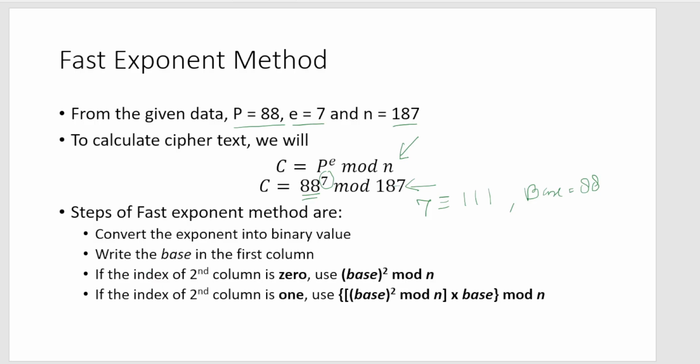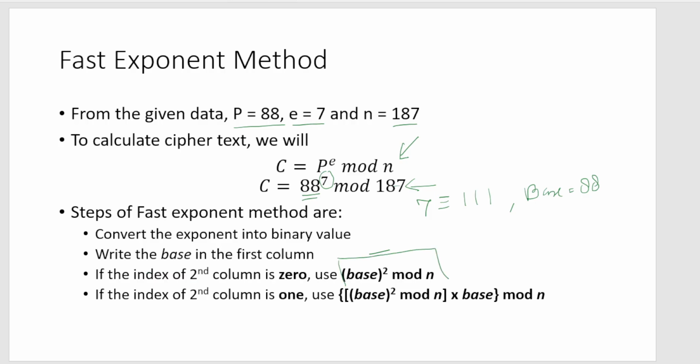Now let us go ahead and read all the steps, and then we will see the example. Based on the index of the second column, we will decide two different formulas. The first formula says if the index of the second column is 0, you want to square the base and take the mod of n. You have to square the base and take the mod of n, right? This is what you need to do.